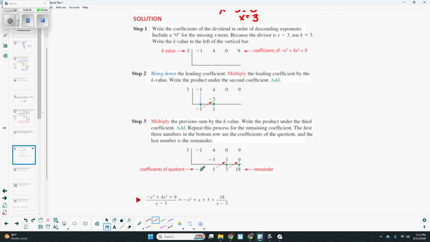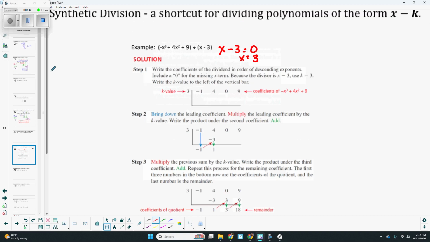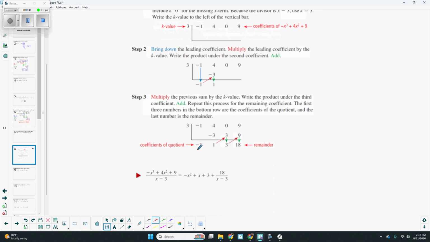And then we're going to start 1 power lower than we had originally. So if I started with x cubed, then my answer is going to start with x squared, then x, then the constant, then the remainder. So that was negative 1x squared plus 1x plus 3 plus the remainder of 18 over what we originally divided by, the x minus 3.